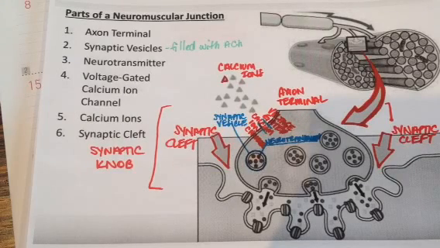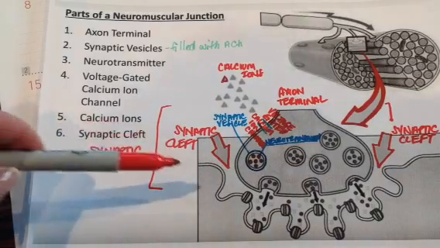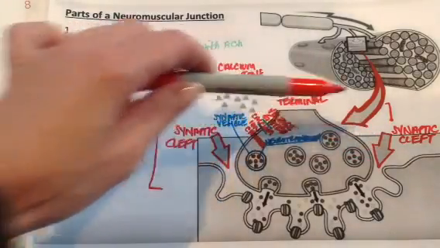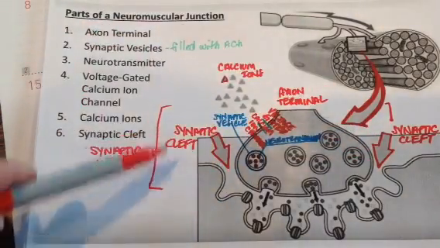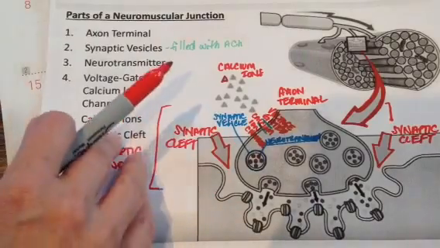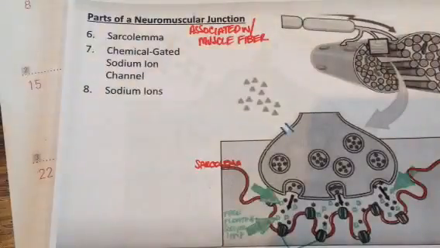The synaptic cleft is the open space between the synaptic knob and the sarcolemma. So the synaptic cleft is designated by the two red arrows, and that's your sarcolemma down here. You'll see that better in the next diagram.